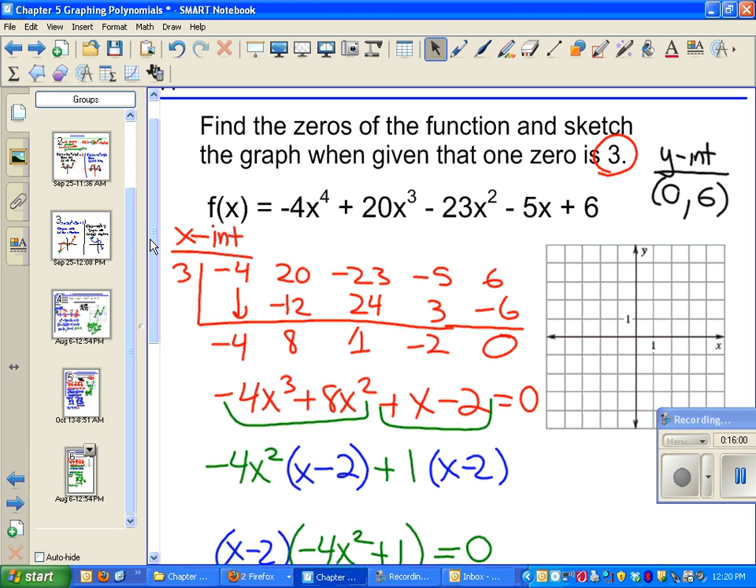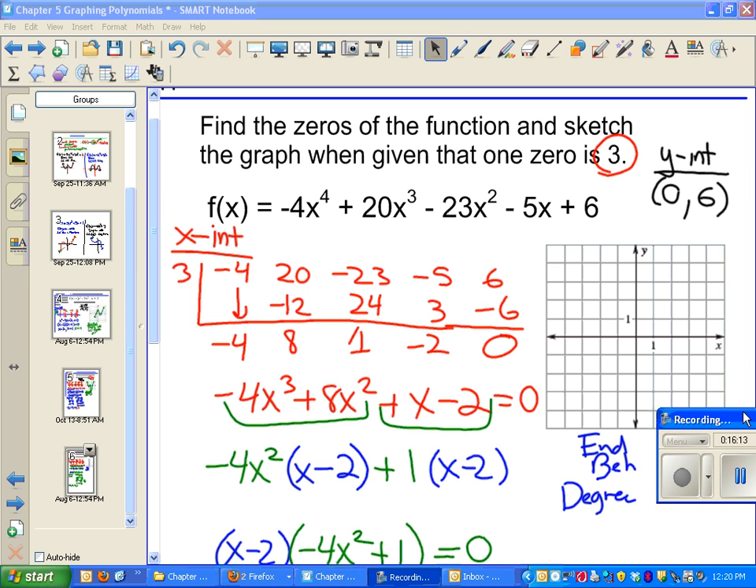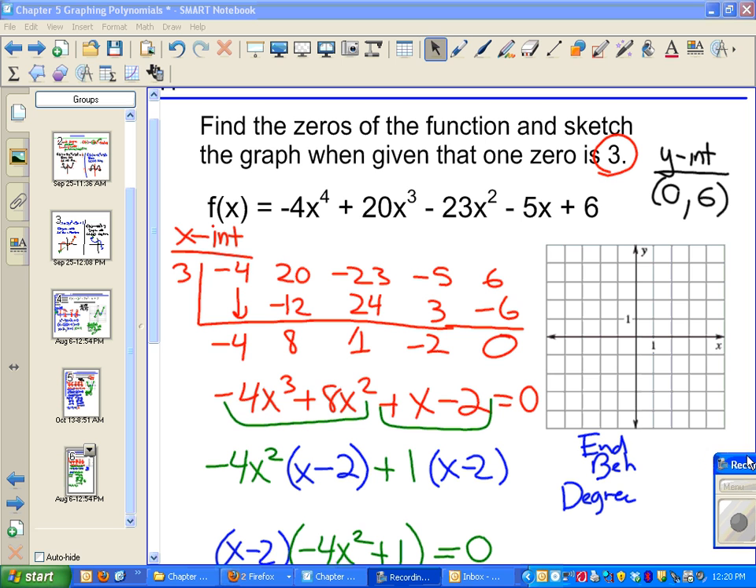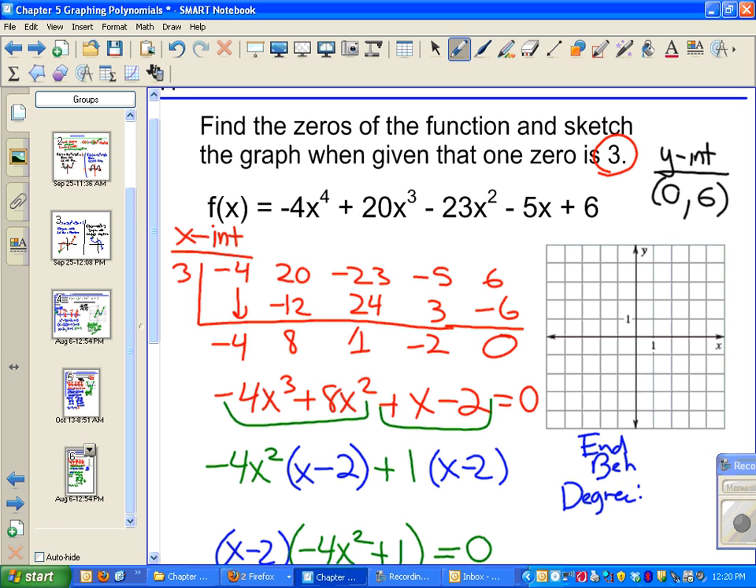And then my end behavior. So again, degree is going to be even or odd. Those are your options. And since 4 is the highest, that's an even number. Degree is even. And then my leading coefficient of negative 4 is negative. Okay, so it's going to go down like a frown, just like a parabola would.